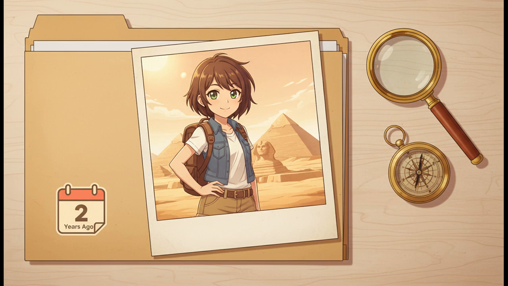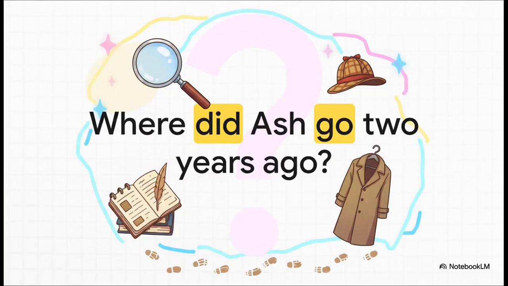Okay, let's look at another piece of information that's come in during this investigation. Here's a simple statement. Ash went to Egypt 2 years ago. Went is the past tense of go. Now watch carefully how we turn that fact into an investigator's question. We ask, where did Ash go 2 years ago? Did you see what happened? Our helper did is back, which means went has to change back to its base form, go. This is exactly how we dig for new information.